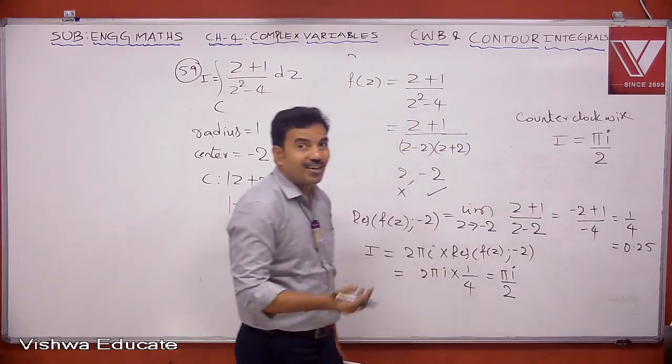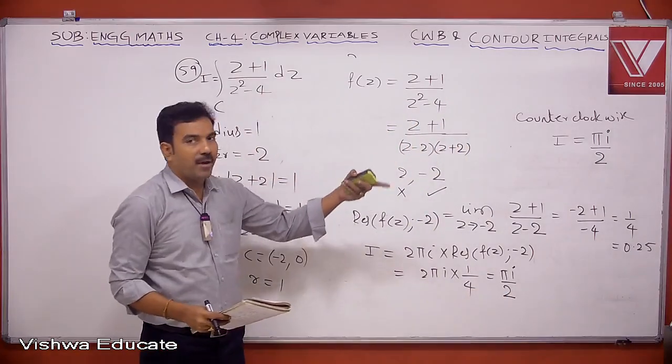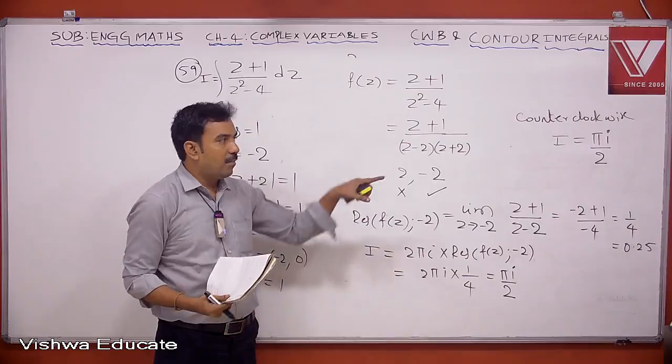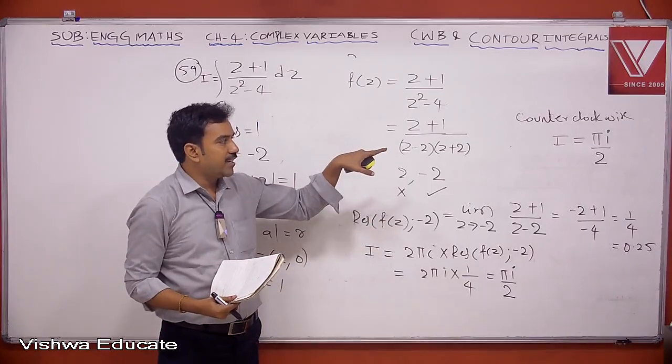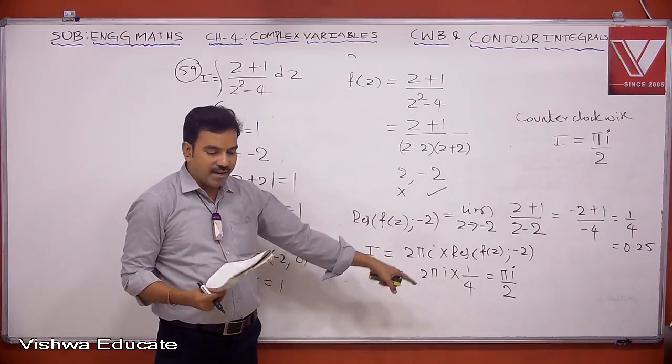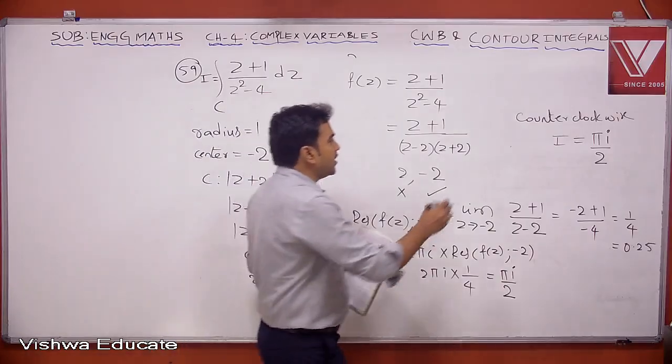Counterclockwise means anti-clockwise direction. So you take pi I by 2. If it is clockwise, minus pi I by 2. If it is anti-clockwise, the original value pi I divided by 2. So option A is the right answer.